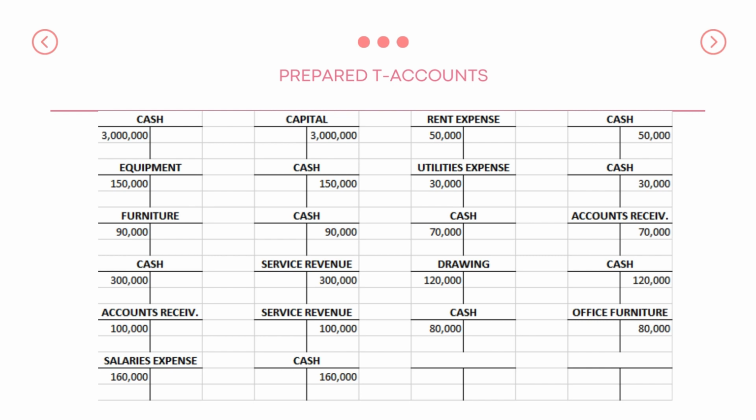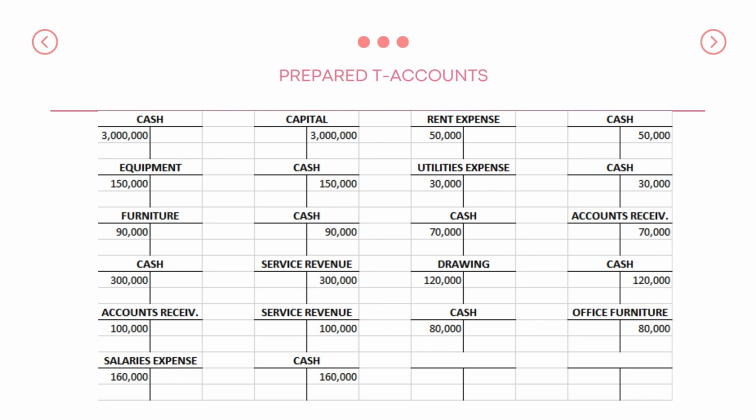For the office rent payment, it amounted to $50,000. T accounts for this would be rent expense, debit side $50,000 and cash credit side $50,000. For the utilities paid amounted to $30,000, T accounts for this would be utilities expense, debit side $30,000 and credit side cash $30,000. For receivables collected amounted to $70,000, our T accounts for this would be $70,000 cash on the debit side and $70,000 credit side accounts receivable.